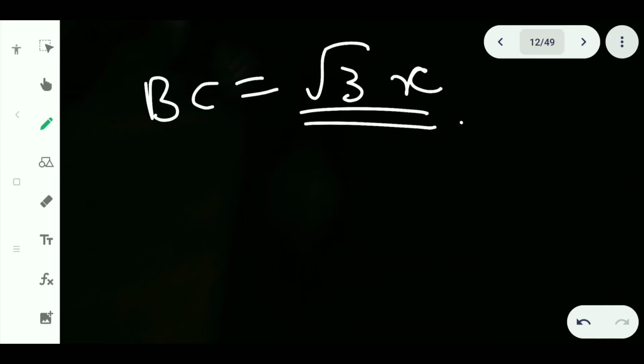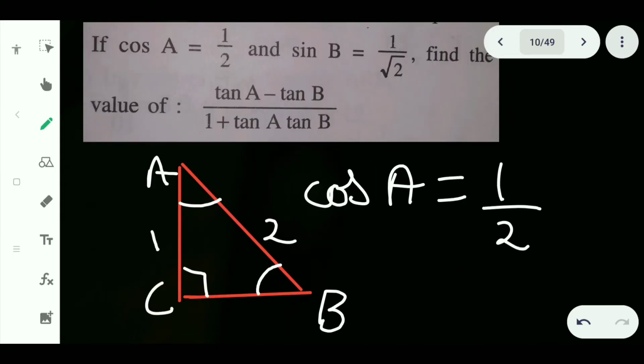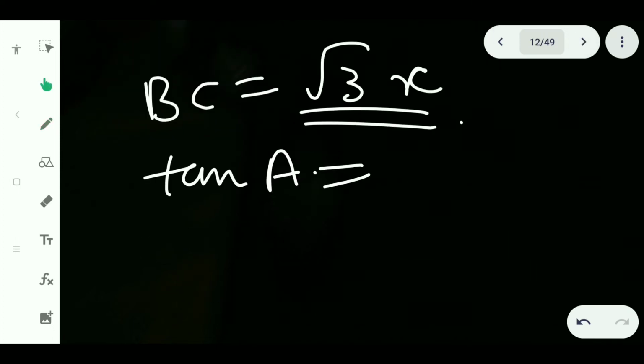Now what is tan A over here? You can find tan A. Tan A is nothing but opposite by adjacent. Opposite, this is root 3, right? Opposite by adjacent, root 3 by 1 nothing but root 3 only. Tan A is equal to root 3.